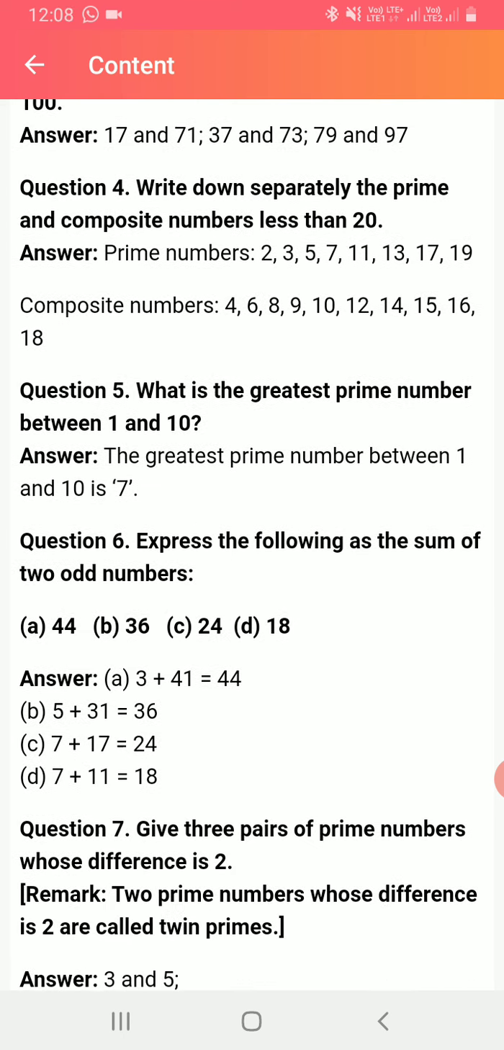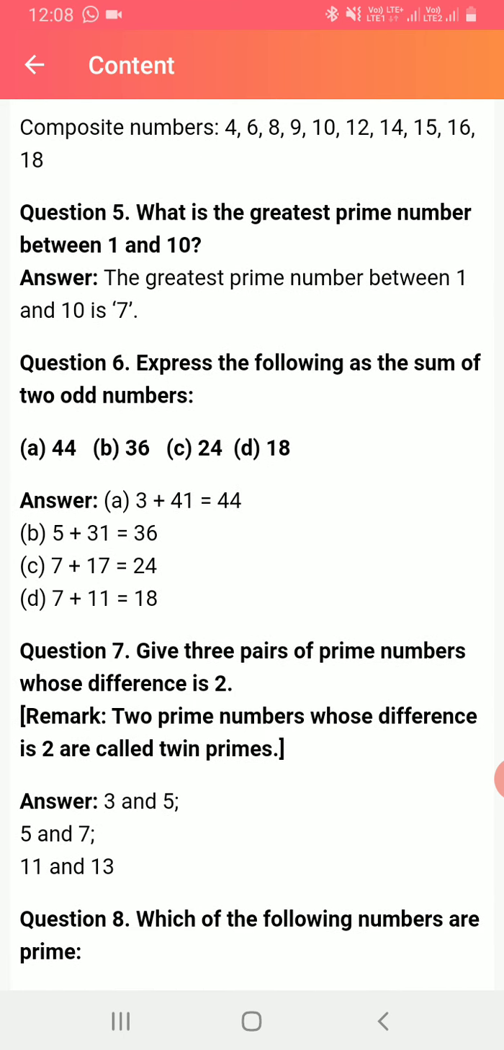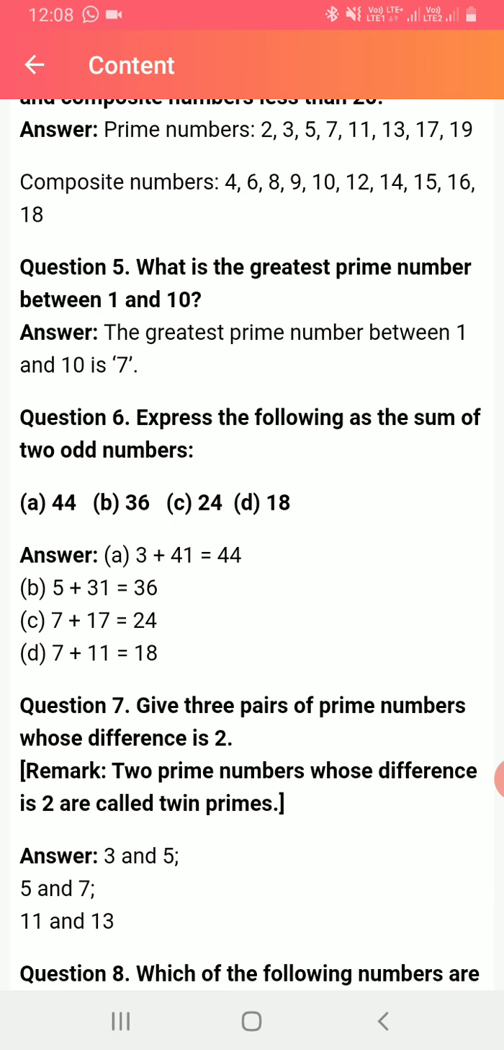Okay. Now we'll move to question number 5. What is the greatest prime number between 1 and 10? We know the prime numbers 2, 3, 5 and 7 come within 10. 2, 3, 5 and 7 are the prime numbers less than 10. Among that, which is the greatest? It is 7. So that's the answer for question 5.